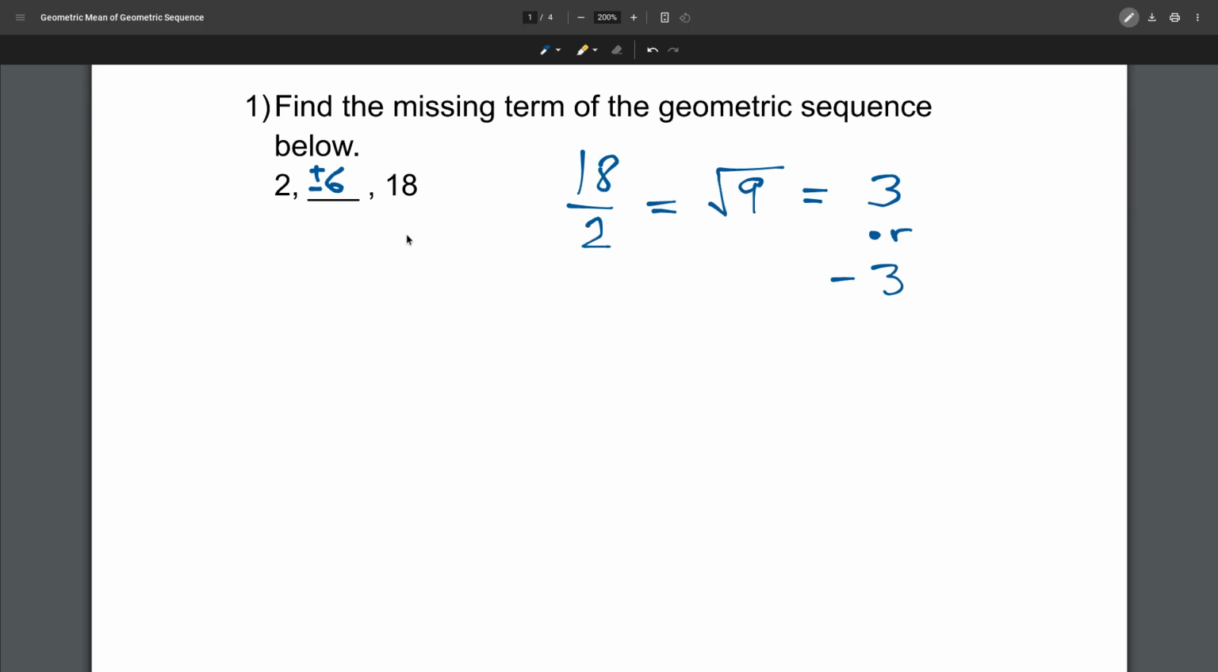I think the geometric mean is the faster way of doing it, and I'll do that in the following problems as we go through them. But just be aware that this is another way we could do it. Okay, let's try another few problems and make sure we've got this down.